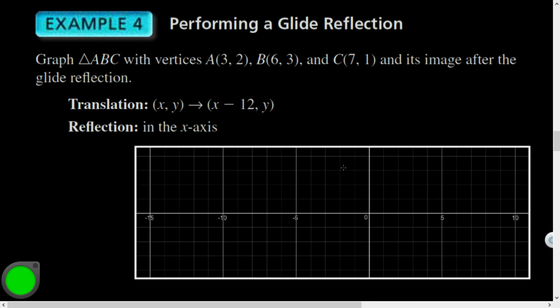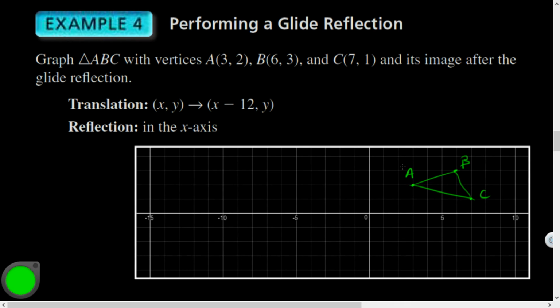Let's see. A is at (3, 2), so over 3, up 2. Those intersections were a little harder to spot. B is at (6, 3), so over 6, up 3 for Bravo. And Charlie is at (7, 1). Charlie.